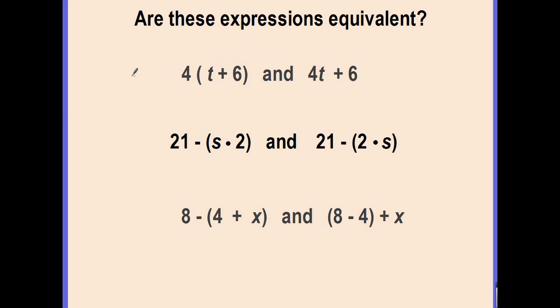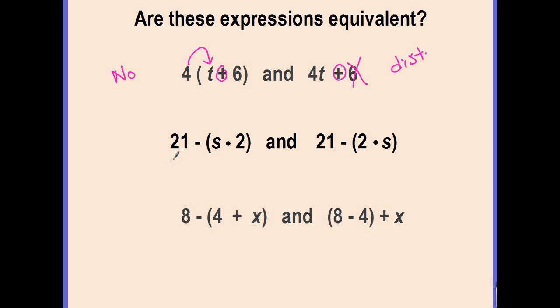On the first 2, your answer should have been no, they are not equivalent. So it looks like they were trying to do the distributive property and distribute this 4 times the t plus, but then they did not distribute the 4 to the 6. They just wrote plus 6. So this is what makes it wrong. This is the distributive property. Okay? When you justify it, they forgot to distribute the 4 to the 6. Should have been 4t plus 24.